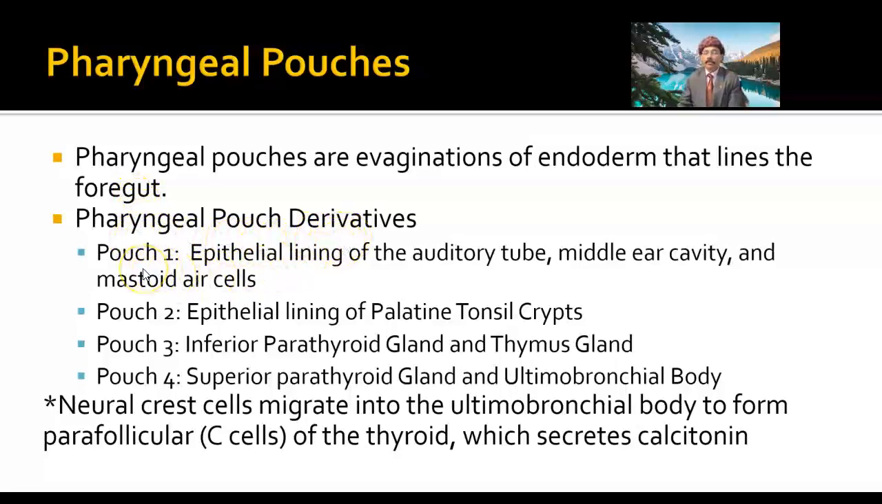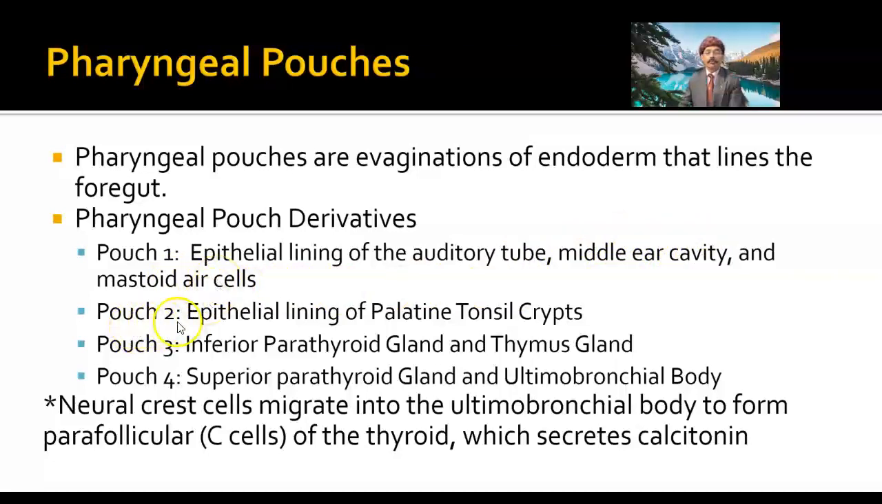From pouch 1, from first pharyngeal pouch, we'll get the epithelial lining of the auditory tube. This is also called pharyngotympanic tube. This is also called eustachian tube, which connects the nasopharynx to the middle ear cavity. Another structure is the middle ear cavity, tympanic cavity, and mastoid air cells.